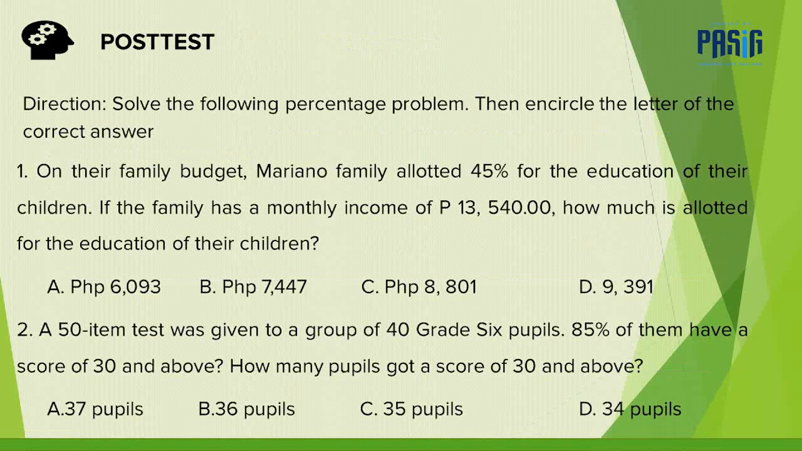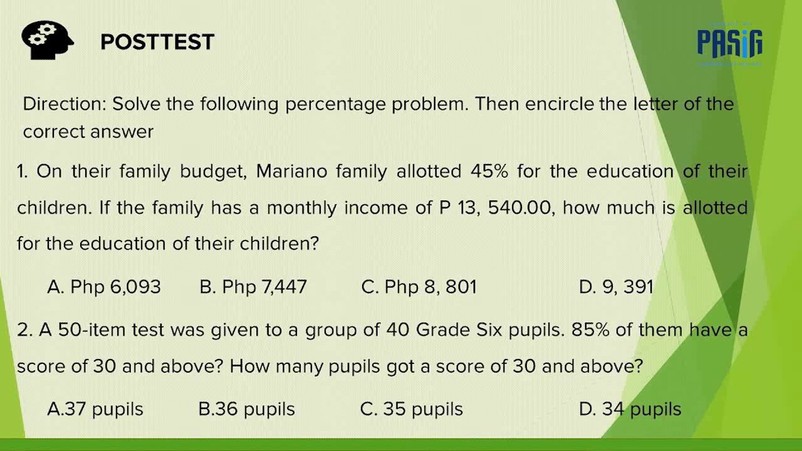This time, kids, let us measure how much you learned from our lesson by answering this post test. You have to solve the following percentage problem, then encircle the letter of the correct answer. The first one. On their family budget, Mariano family allotted 45% for the education of their children. If the family has a monthly income of 13,540 pesos, how much is allotted for the education of their children?